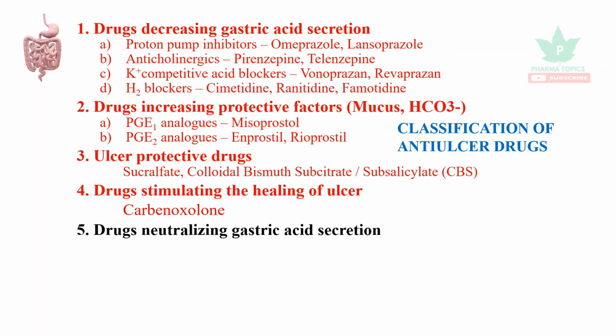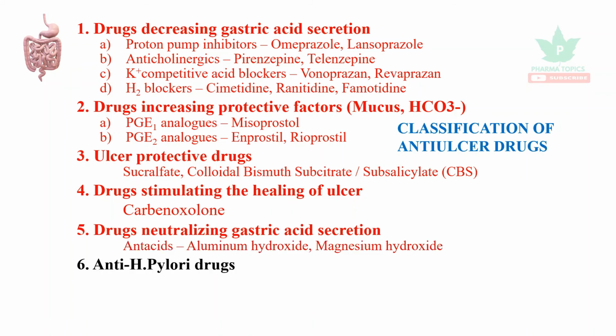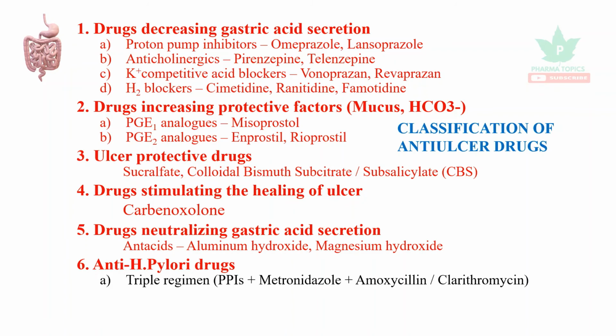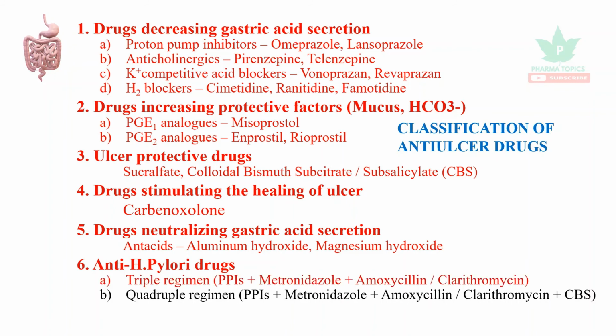Drugs neutralizing the gastric acid, they are antacids, aluminum hydroxide or magnesium hydroxide, and anti-H. pylori drugs. That may be triple regimen, proton pump inhibitor plus metronidazole plus antibacterial amoxicillin or clarithromycin. Quadruple regimen is same as triple regimen along with colloidal bismuth subcitrate or subsalicylate. So it's a very short nutshell information of the anti-ulcer drugs. I hope it will be useful for you.